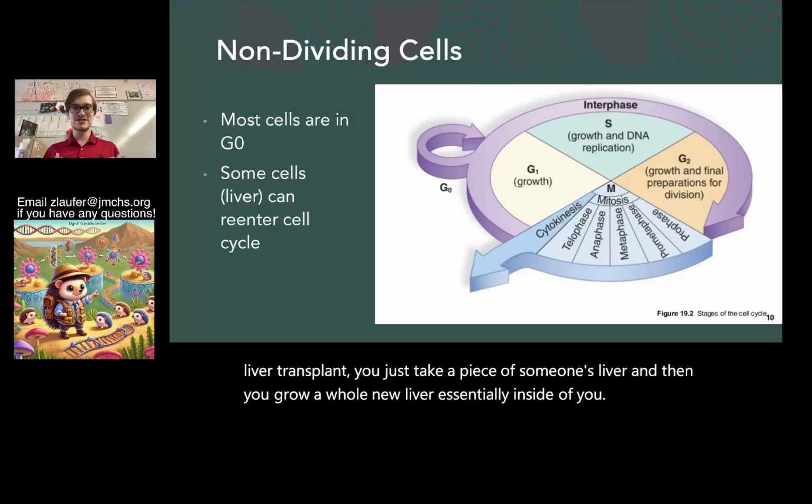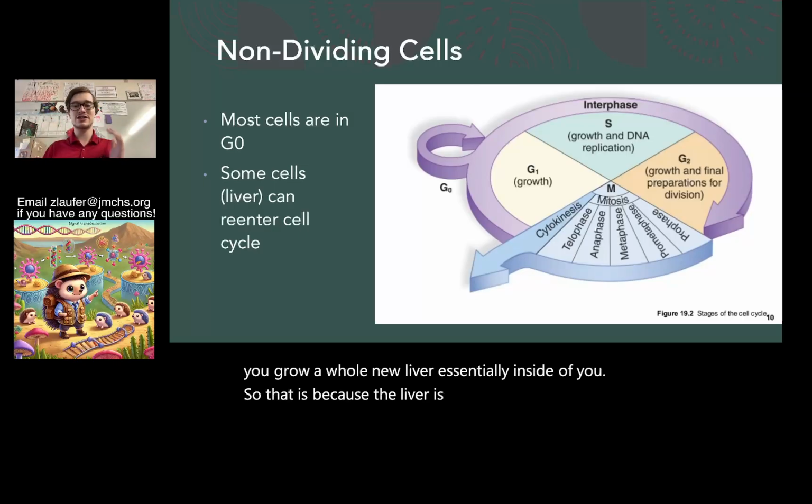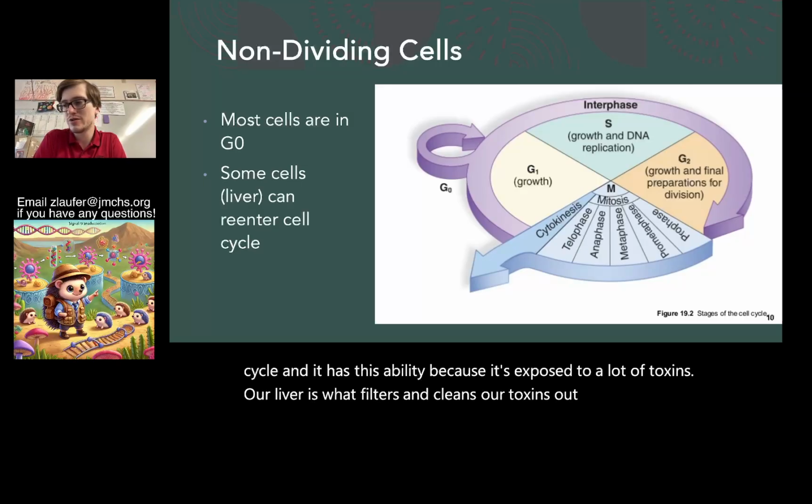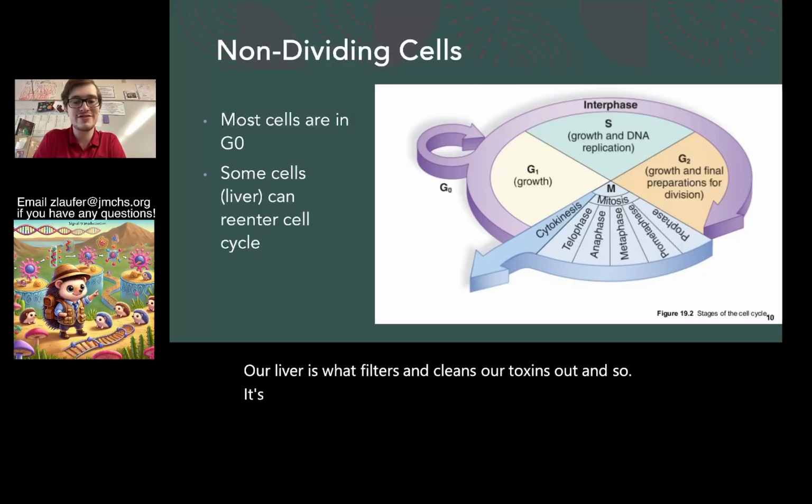So that is because the liver is special and it can re-enter the cell cycle. It has this ability because it's exposed to a lot of toxins. Our liver is what filters and cleans our toxins out. And so it's just naturally exposed to a lot of damage, and we have to replace the cells pretty often.